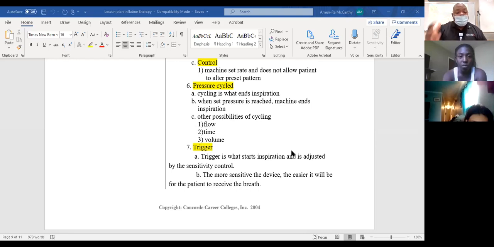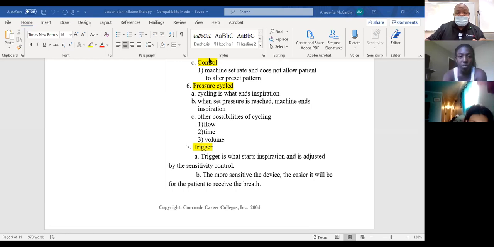Now, if it's other reasons for it to cycle, okay? Look at A. A says cycling is what ends inspiration. When the set pressure is reached, the machine ends inspiration. There are some other possibilities for cycling, right? Flow cycle, time cycle, or volume cycle, okay? It just depends on the machine that you have.